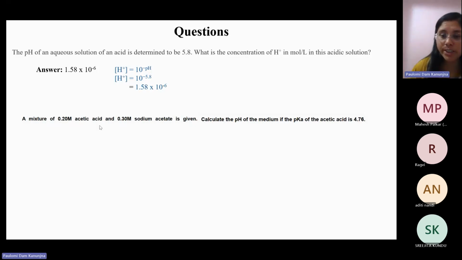It's a straightforward question with all the values given. You just need to put the values in the formula, and you should be arriving at the answer easily. The formula, if people have not listened, once again, we looked into a formula which connected pH, pKa, and the proton acceptor and proton donor concentration.